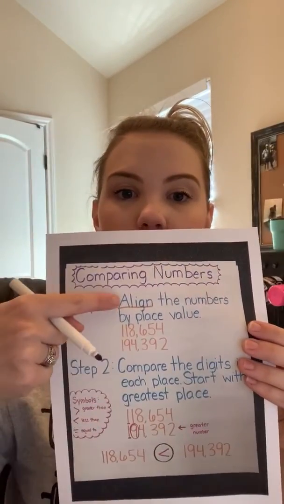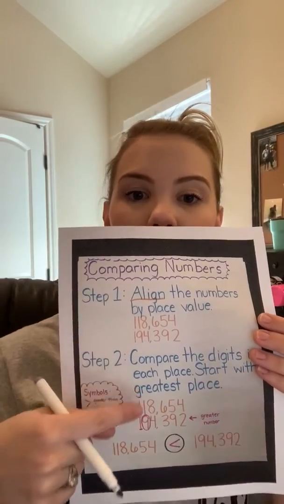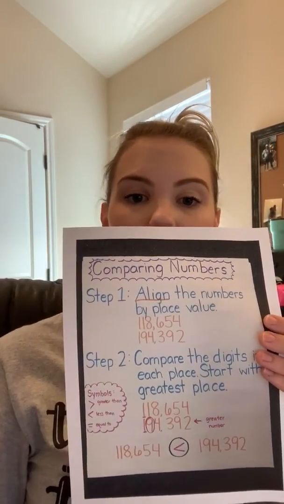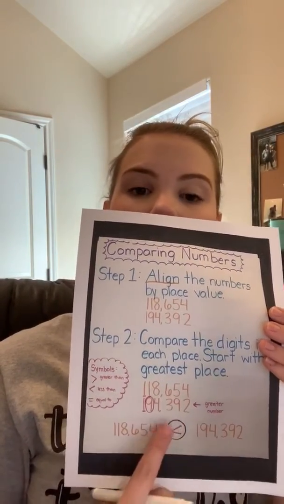And something that you can do to help you with that is fill those 2 places in with zeros, because 0 doesn't mean anything, right? So when you are comparing numbers, line them up. That's the first step, is to align them by place value, and then you go through and you compare all of the places, and then finally you write your sign in the circle.